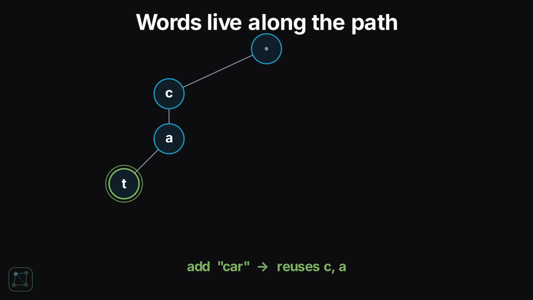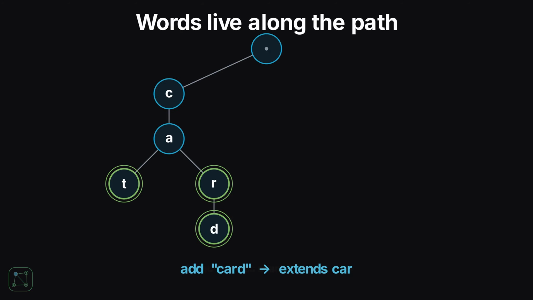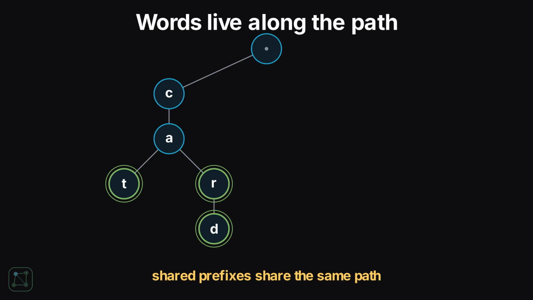Now the magic ingredient. Shared prefixes share the same path. Add car and it reuses the exact same C and A we already have, only the final R is new. Add card and it extends car with a D. Words that start the same way physically overlap in the tree. That sharing is the whole idea.